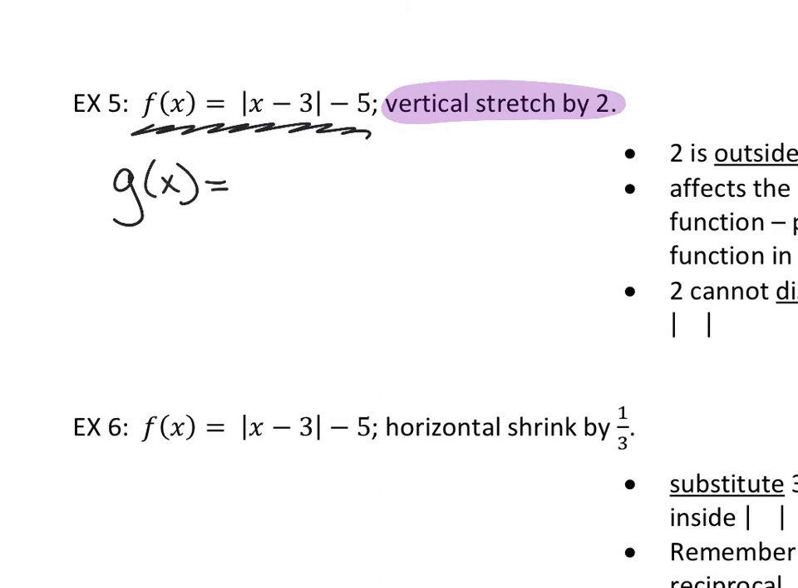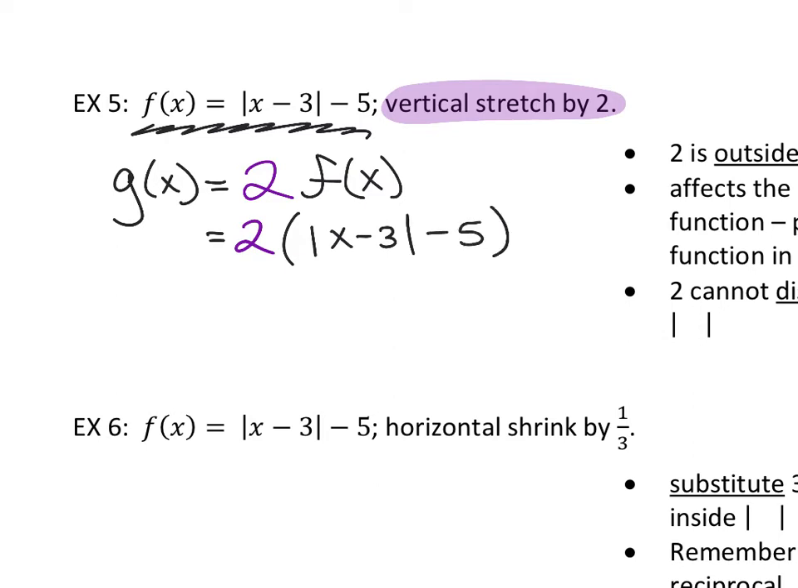So I'm going to take g of x. I'm going to put this 2 in the very front and then substitute in f of x in a second. Because I'm vertically stretching it by a factor of 2. That means the 2 is multiplied in the front. So when I substitute in f of x, this is going to be 2 times the absolute value of x minus 3 minus 5. All of it in parentheses because it's outside. So we make sure it's all in parentheses.